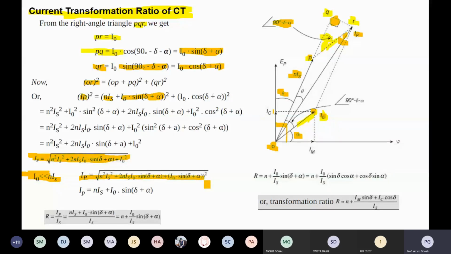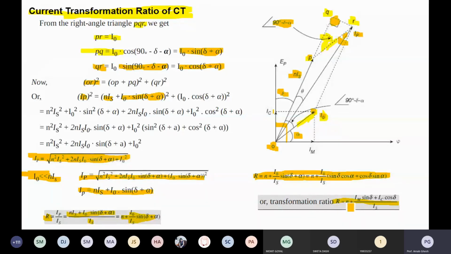So what is your ratio? Right now you can calculate your ratio, IP by IS. Simple thing, it is the gain. In the case of a transformer, the ratio is actually the gain. So IP by IS: you get the value of IP from that expression and divide it by IS. So finally your ratio is coming n plus I0 by IS sine delta plus alpha. And again you are able to calculate all those things from that ratio R. So the final transformer ratio is n plus I0 by IS sine delta plus alpha, where n is your original ratio.